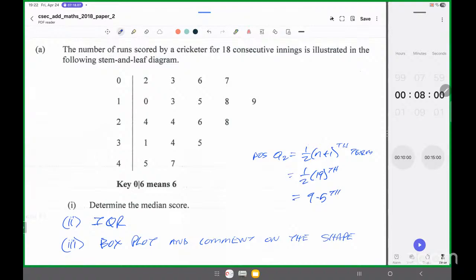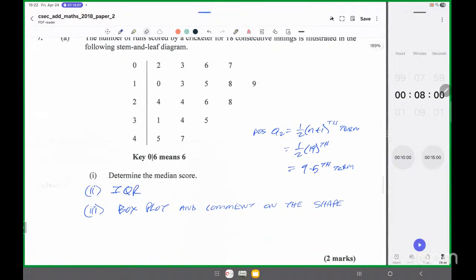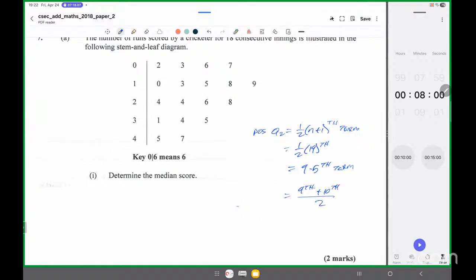9.5. That's the 9.5 term. Now, the 9.5 term means the average of the 9th and the 10th term. That's what it means, right? If you calculate the 9.5 term, it means that you calculate the average of the 9th and the 10th term. So this is equal to the 9th plus the 10th divided by 2. That is what's going to give you the median. So Q2 is going to be equal to that.